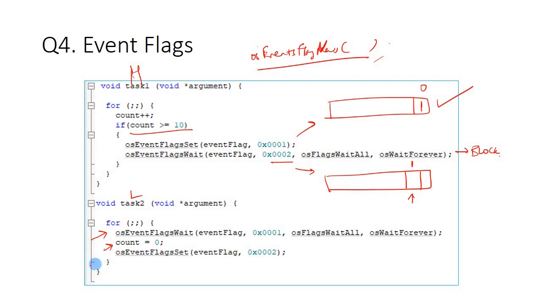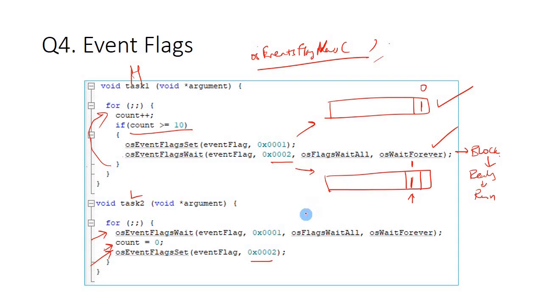And then I set bit 1 of the event flag. So the moment I see a 1 here, the condition that I've been waiting for has been fulfilled. So from block, I will now be able to transition to ready and I'll be able to run. Why? Because this is higher priority. So immediately once this line is executed, I'll be able to do a context switch back to here to get past this stage and repeat one more time.